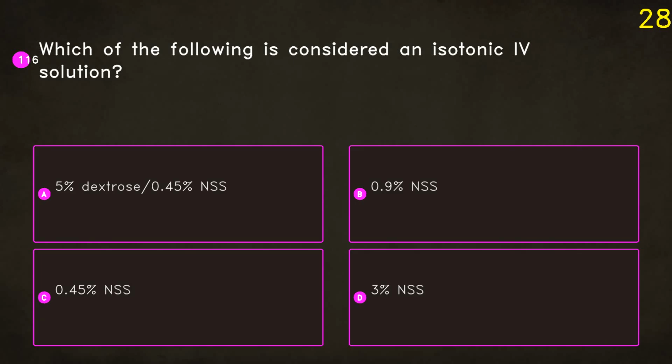Question 116. Which of the following is considered an isotonic IV solution? A. 5% dextrose/0.45% NSS, B. 0.9% NSS, C. 0.45% NSS, D. 3% NSS.